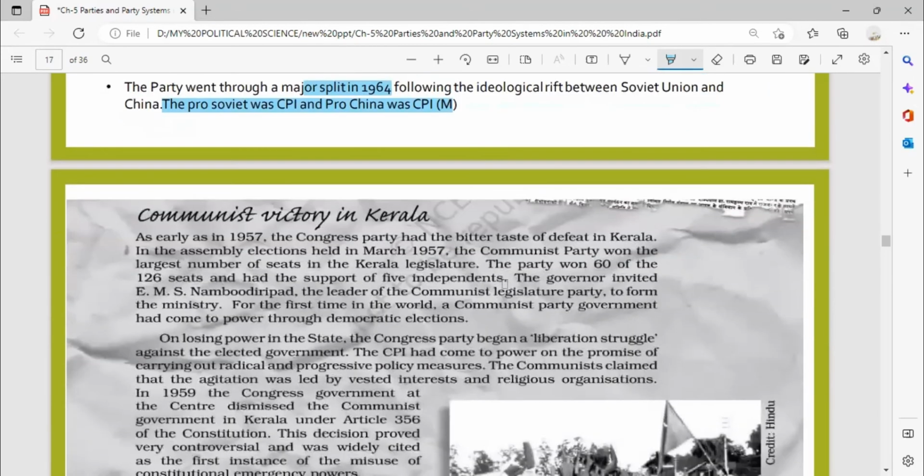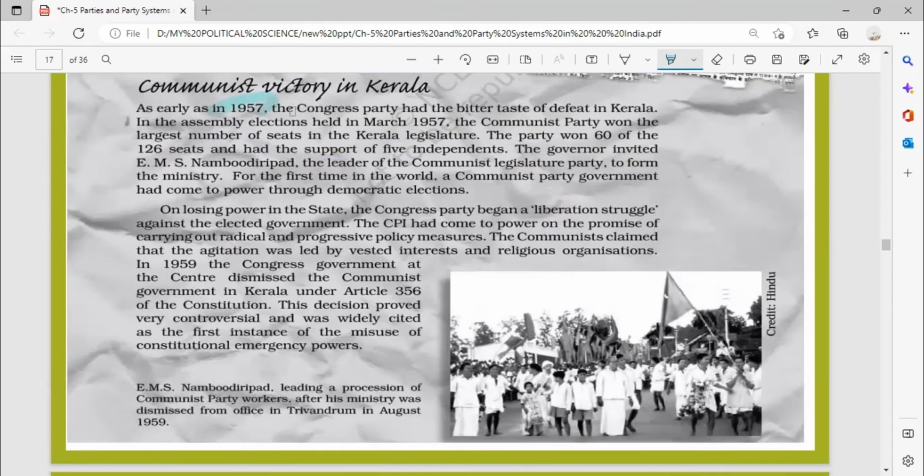Now, if you remember, there is this picture, communist victory for the first time. As I told you, in the 1957 election, the second general election, Congress had a bitter taste of defeat in Kerala. In March 1957, the Communist Party won the largest number of seats in the Kerala legislature: 60 of 126 seats, with the support of 5 independents. In this way it formed the first non-Congress government in the country anywhere. Then, on losing power in the state, the Congress party began the liberation struggle.